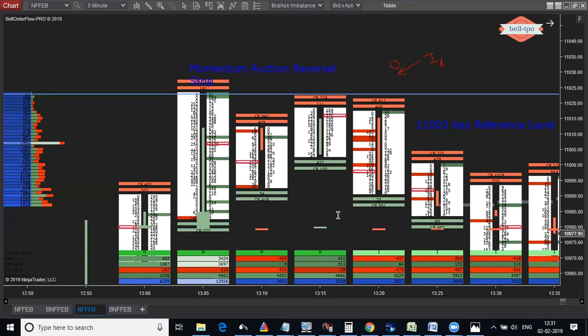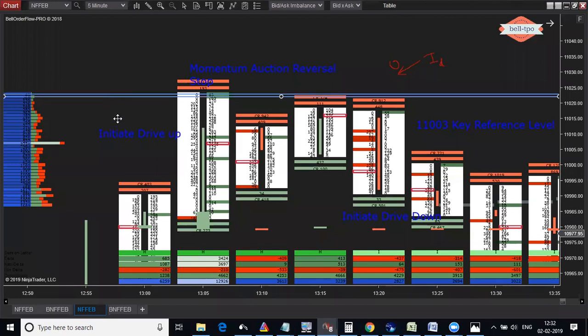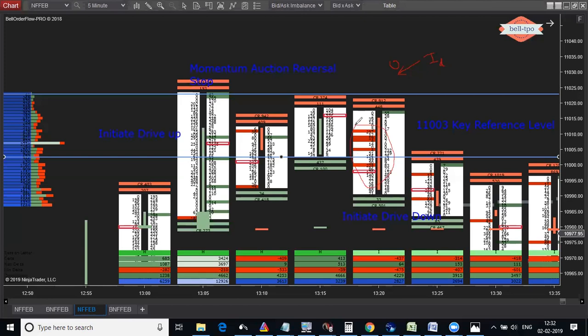So what is this? This is initiative drive down, and this is initiative drive up. Initiative drive up is nothing but momentum buying. You're seeing a lot of momentum buyers, and here you're seeing a lot of momentum sellers, right? So there was a key auction reversal, followed by that, the 11,003 level is what we measured. That reference level is where the momentum auction selling is happening. The momentum auction selling is happening at a key reference level. That is a potential signature that this market is going to reverse, right?